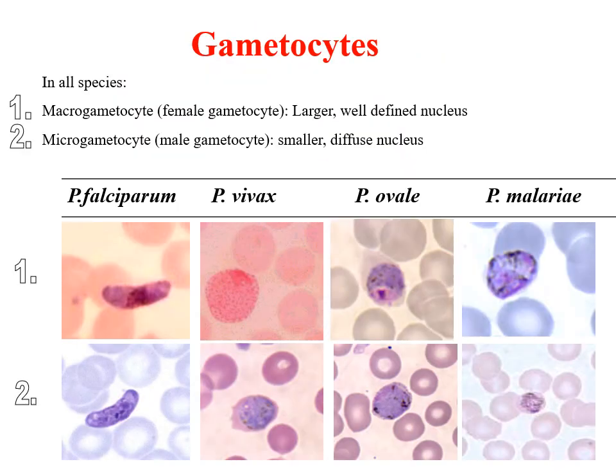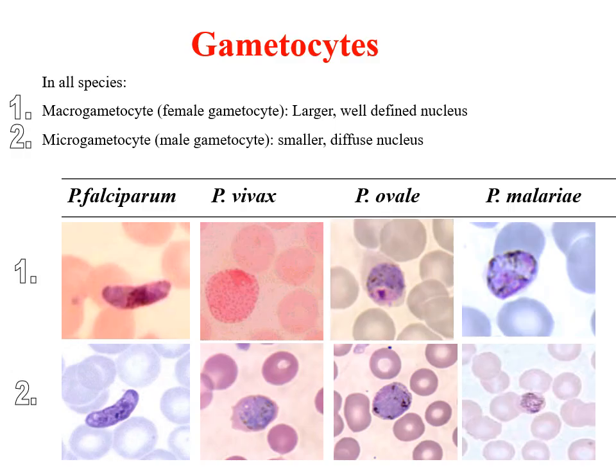We reach now the last stage that might be seen in an erythrocytic cycle of any of the 4 Plasmodium species, which is the gametocytes. For gametocytes, as I previously mentioned in the life cycle, some trophozoites can evolve into either macrogametocytes, which are the female gametocytes, and these present as large in size and have a well-defined nucleus, or the microgametocytes, which are smaller in size with a diffuse nucleus, and these correspond to the male gametocytes.